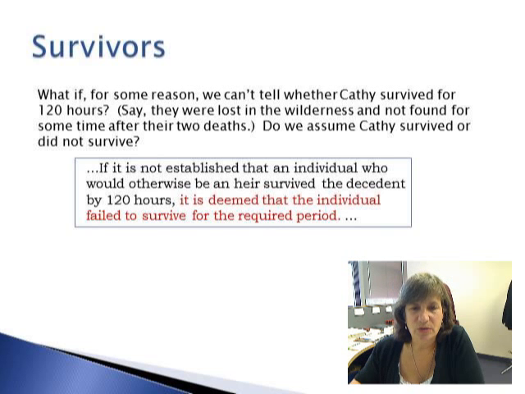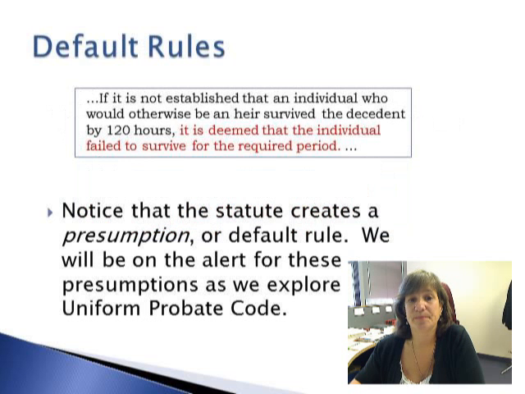Okay, well, here's the statute. If it is not established that an individual who would otherwise be an heir survived the decedent by 120 hours, it is deemed that the individual failed to survive for the required period. Right. So that creates for us a presumption. It says if you can't show it, then we presume that there was no survival, and we pretend that Kathy predeceased Bob. Right? It's a default rule.